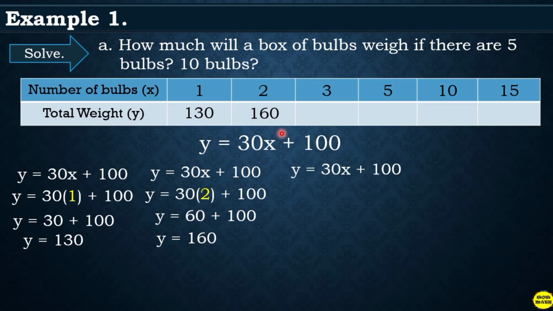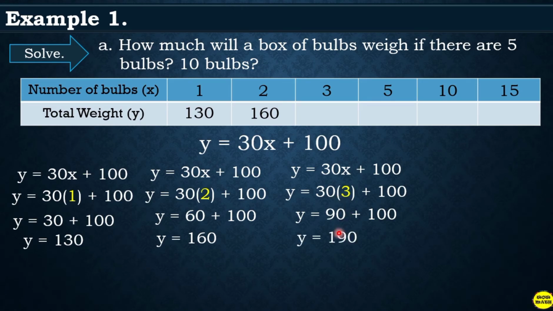Next, what if we have 3 bulbs in a box? So, we will have 30 times, ang substitute natin dito sa x is 3, plus 100, so we have 30 times 3, that is 90, plus 100. So, we have 190 grams ang ating box. Okay? Kapag meron siyang tatlong bulbs.